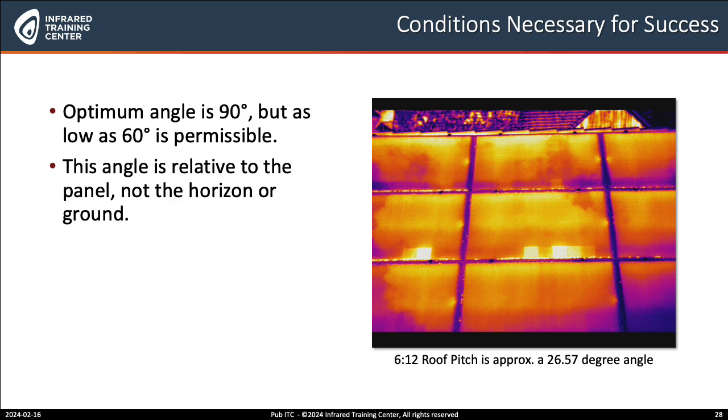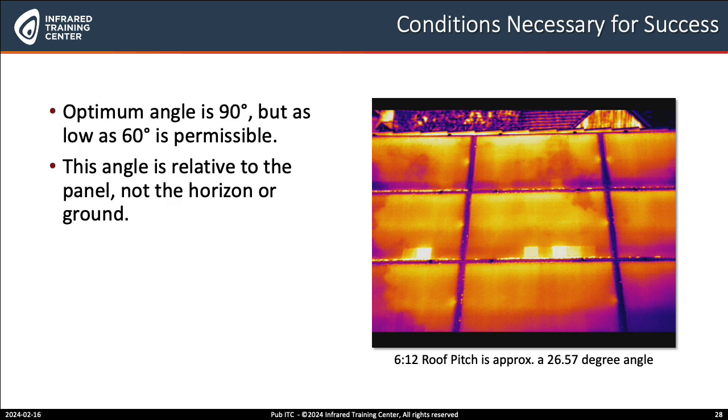Now, it's also necessary to stay at 90 degrees to the actual face of the panel. You can go as low as 60, but anything below that, you're going to start to introduce a lot of reflection, whether it be from the trees, the sky, the sun itself. And this angle is relative to the panels, not to the horizontal or the ground. So we want to make sure we have the right viewing angle.